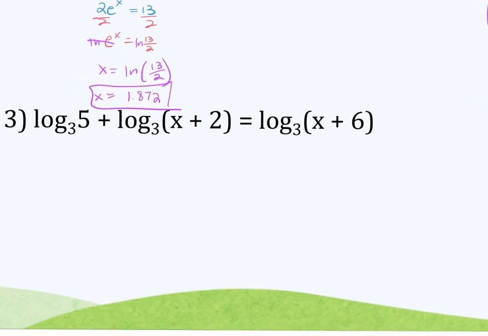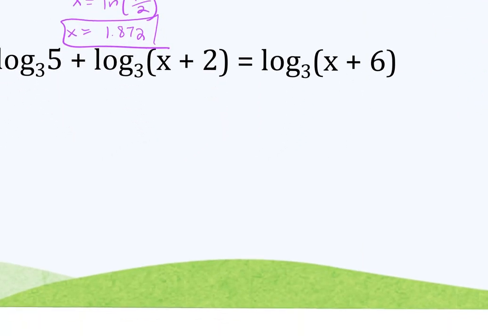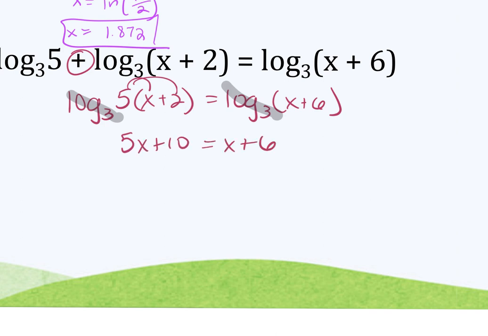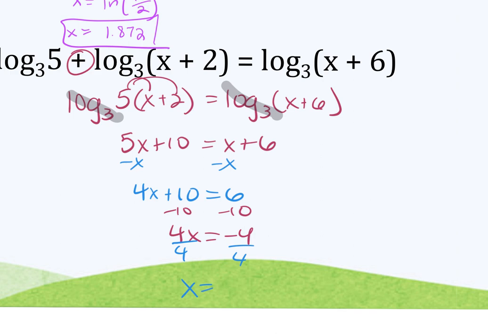Number 3 has more than one log on one side of the equation, so we're going to condense that side. When I condense addition, it becomes what? Good. So this would be log base 3 of 5 times (x plus 2) equals log base 3 of (x plus 6). We've got log base 3 on either side of the equal sign, so this is my 1-to-1. I'm going to ignore the log base 3 and set what's left equal to each other. I'm going to distribute the 5. I'm going to subtract the x. 4x plus 10 equals 6. Subtract the 10. 4x equals negative 4. Divide both sides by 4. And x equals negative 1.